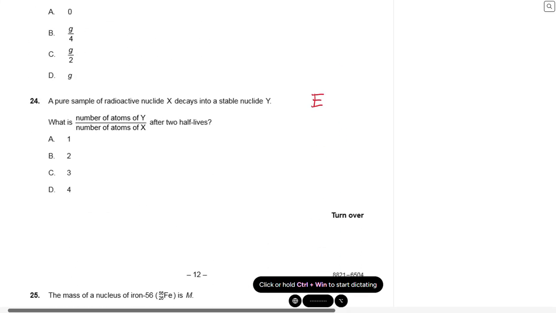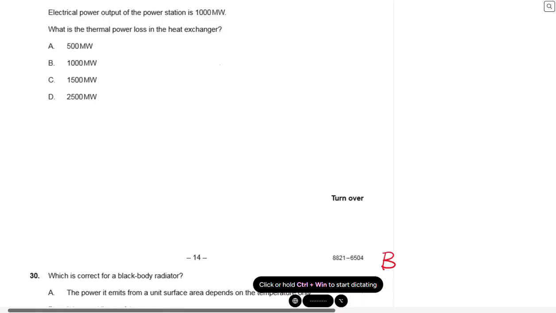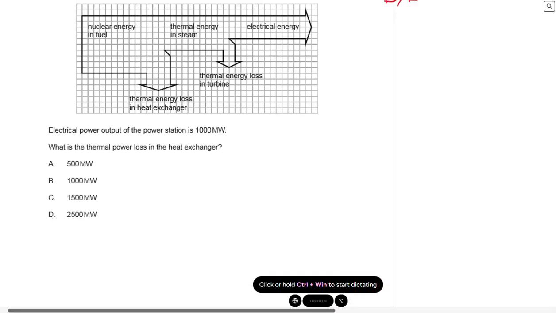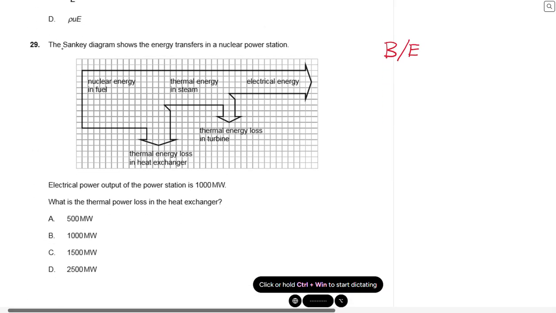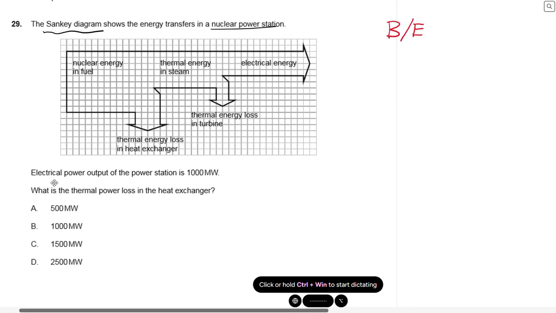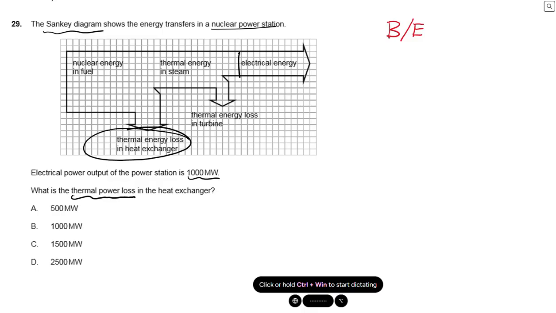And let's see if there are any more topic B's. Okay, we have a Sankey diagram and we have black body. Sankey diagrams, nuclear power station, so this could be E as well. The electrical power output of the power station is 1000 megawatts. What is the thermal power loss in the heat exchanger? Okay, so we have 1000 is 4 blocks, and we have 4 blocks here: 1, 2, 3, 4. So it should just be 1000 and our answer is B. These are to scale, so 4 blocks, 4 blocks.